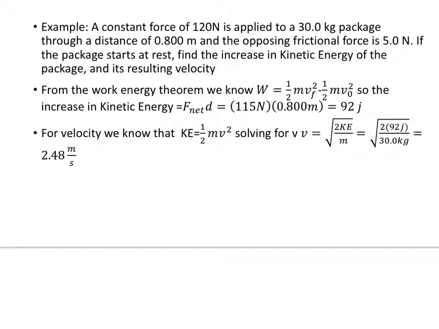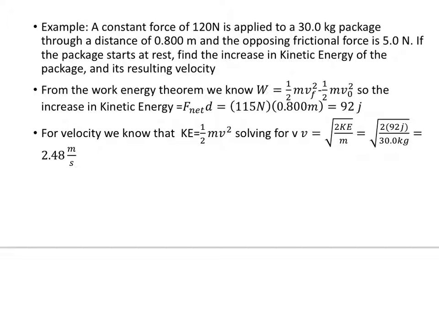Now we can compute the velocity of the object because we know that the kinetic energy is 1/2 mv squared. So now we know the kinetic energy, we can solve for the velocity, so that gives us the square root of twice the kinetic energy divided by the mass, so 2 times 92 joules divided by 30 kilograms, and that's going to give us 2.48 meters per second.